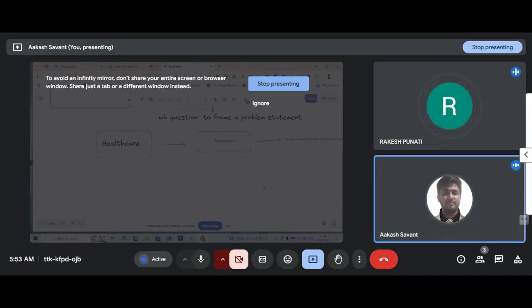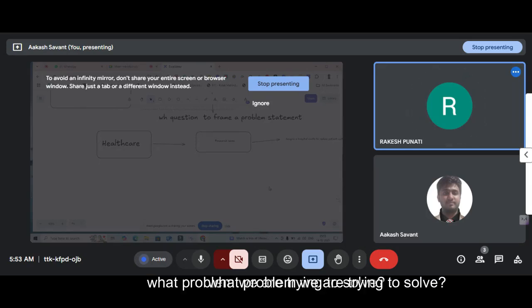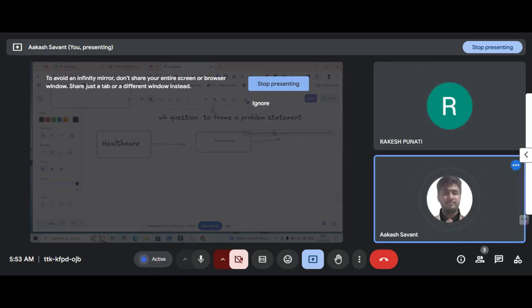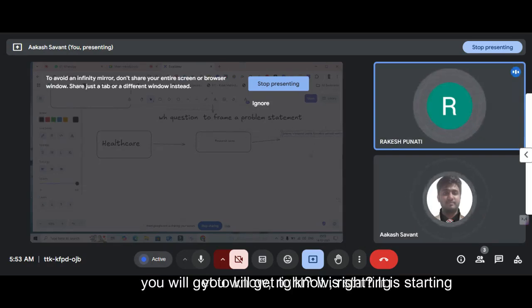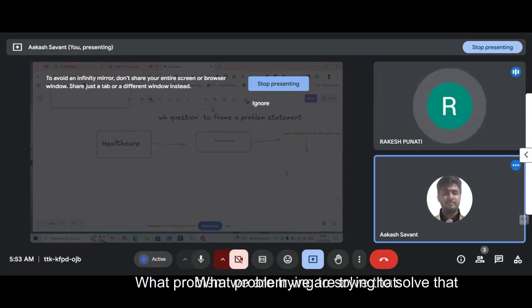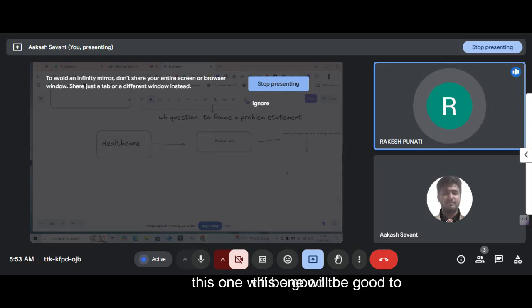Patient wait time. As a data analyst, for example, I would take it as how many patients are visiting in a day, and also which is the peak hour when the patients are reaching the hospital the most.